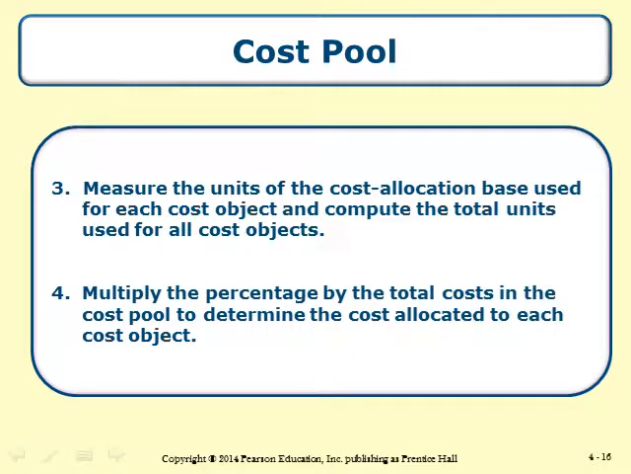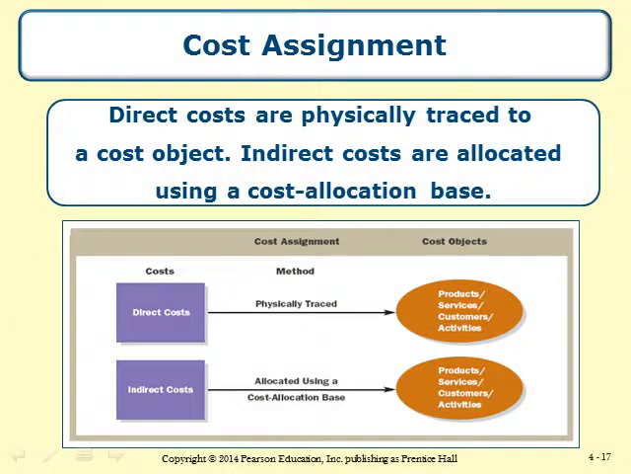And here we're just finishing up with the steps that we talked about earlier. So a cost pool, as we said earlier, is a group of individual costs that a company allocates to cost objects using a single cost allocation base. So again, we accumulate the indirect costs for a period of time. We select the allocation base. We measure the units of cost allocation base for each cost objective and compute the total units used for all cost objectives, and we multiply the percentage by the total cost in the cost pool to determine the cost allocated.